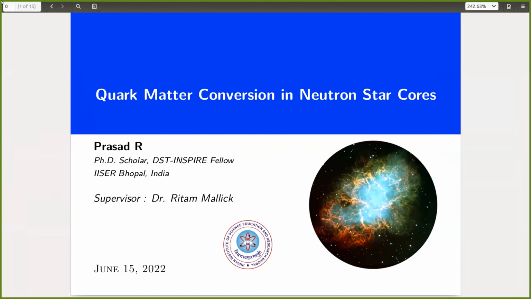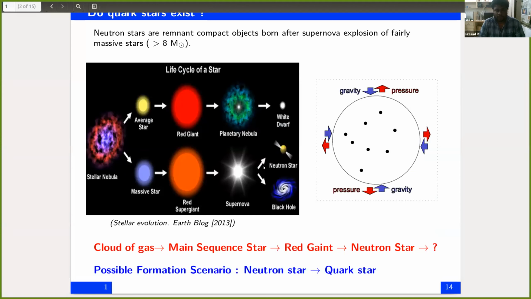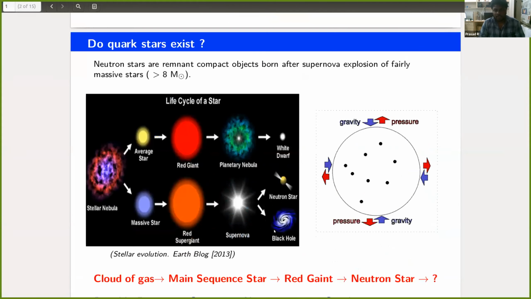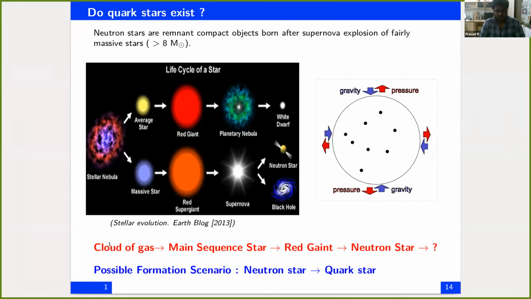So I'm finally a PhD student at IISER Bhopal, India, and I work on formation of quark stars from the neutron star. Neutron stars are formed from a cloud of gas when they undergo main sequence. They become a main sequence star, then they undergo the red giant phase, and neutron stars are formed.